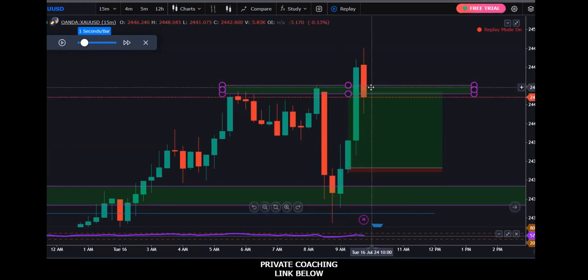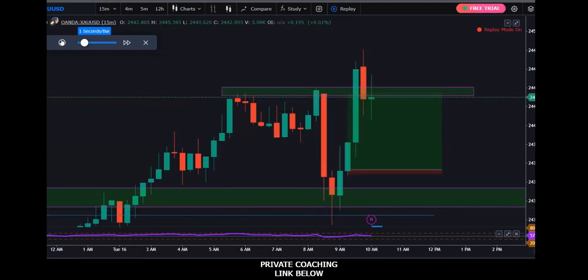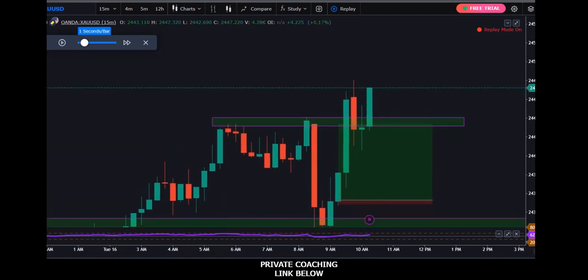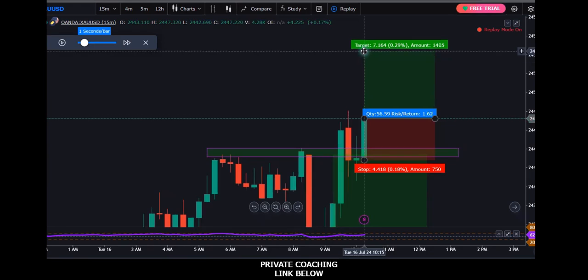Okay, now it's again the same thing. Now it's retesting this previous resistance. Okay, we have a rally, base, and rally. So you can maybe take another position right here, and we can just go for a 1 to 1.5 for the matter of this video.